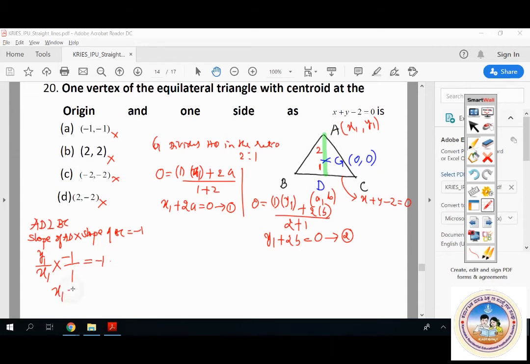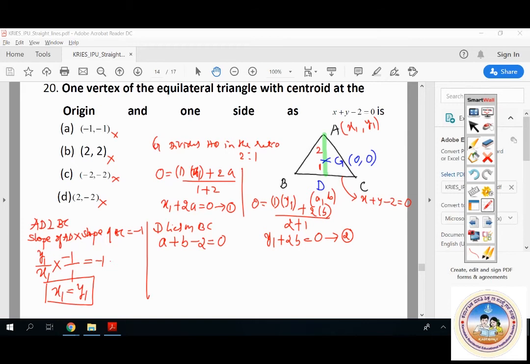If you solve this, you are going to get x1 is equal to y1, correct? Now you can use the condition that D lies on BC. Now put the D coordinates in BC, it becomes a plus b minus 2 is equal to 0. So I am going to use this x1 is equal to y1, right?